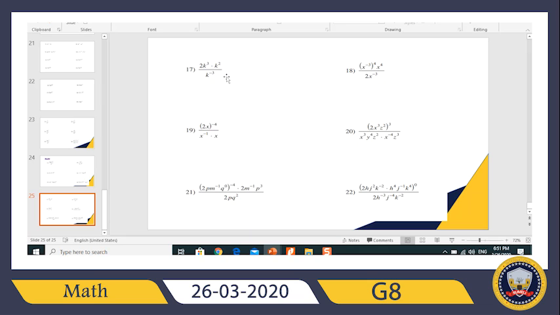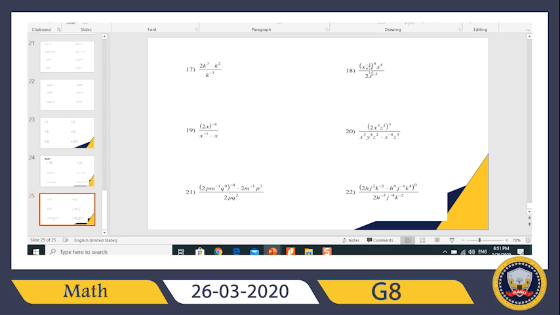In dividing powers having the same base, I subtract. Here k power 5 minus, I subtract, minus negative 3. 5 minus negative 3, minus becomes positive, as if I'm saying 5 plus 3. So 5 plus 3 equals 8. The answer will be 2k to the power of 8. Okay? Is it clear? Okay, let's move to number 18.